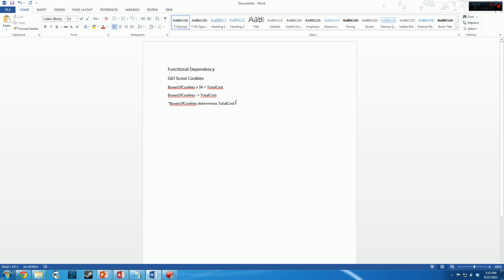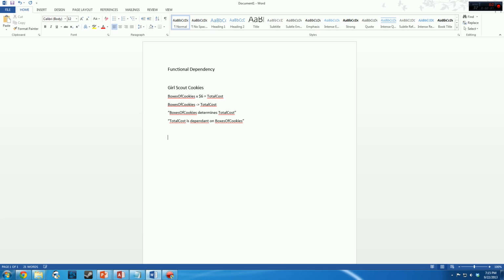And the flip side of it is total cost is dependent on boxes of cookies, because if we don't know how many boxes of cookies we bought, we cannot know what the total cost is. So we refer to that as a functional dependency. Using one, we can determine what the other is.